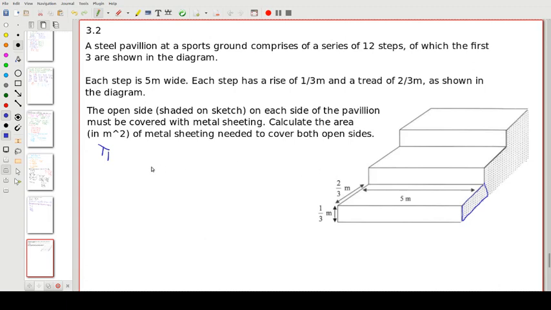Let's write that down first. So term 1, that area, we've got 1/3 times 2/3. So 1 over 3 times 2 over 3. The second term I'm going to make this area.